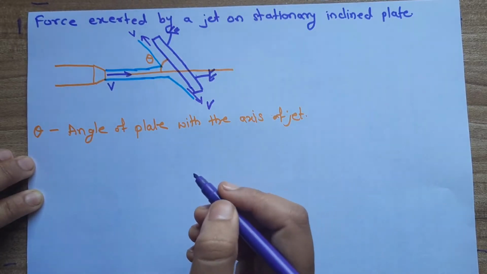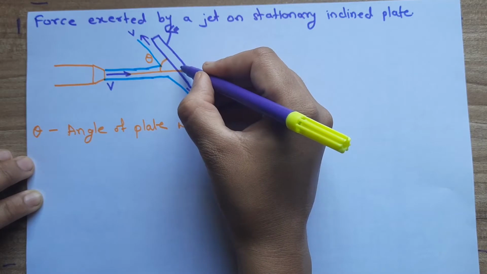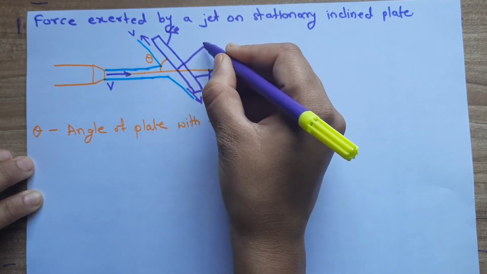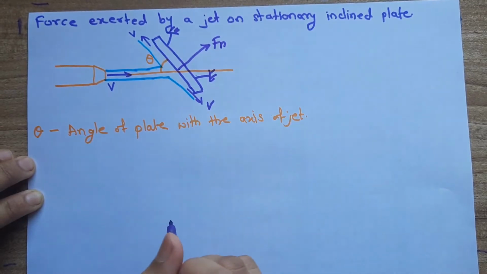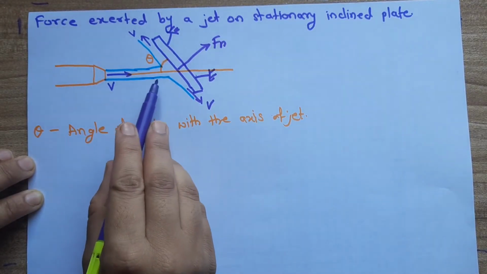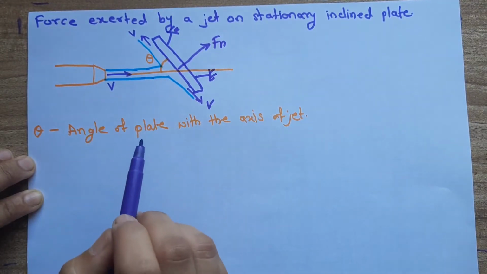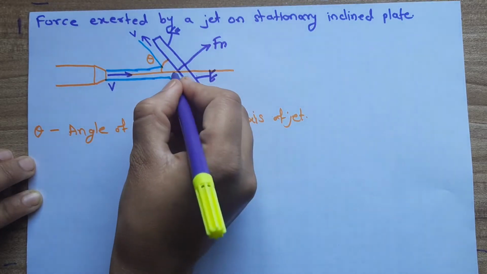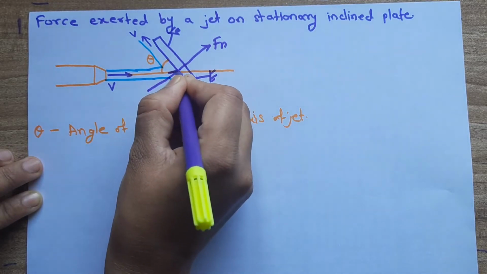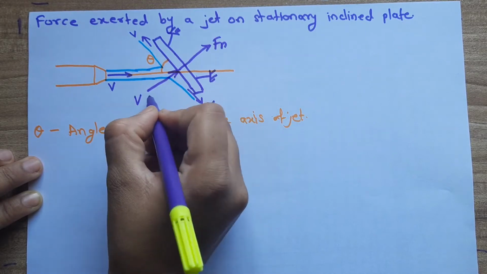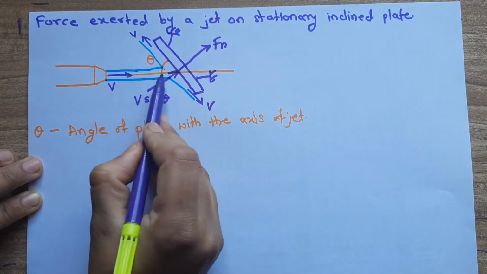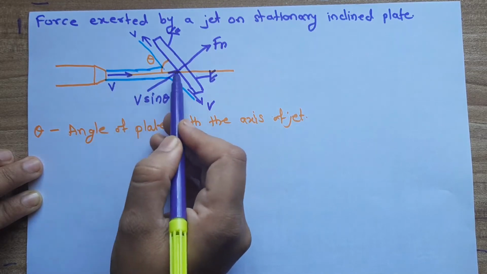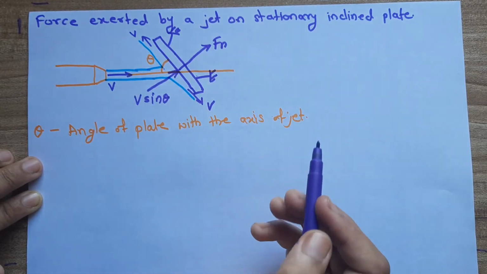Let's say if we want to find the normal force which is acting over here, so this is the normal force. If we want to find the normal force, we must know the normal component of this velocity. Okay, so the normal component of this velocity is equal to v sine theta. This angle is theta, this is your v, and the normal component is v sine theta.